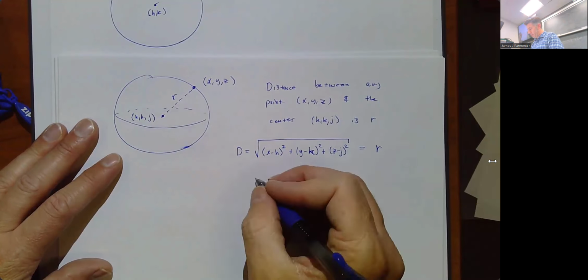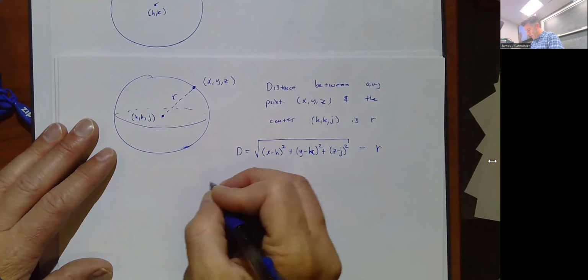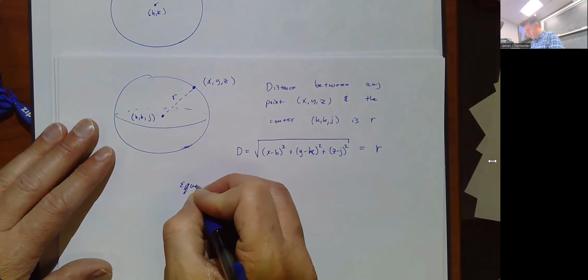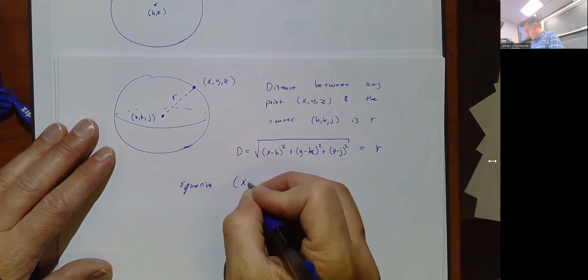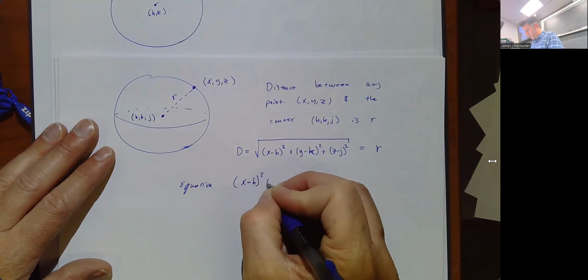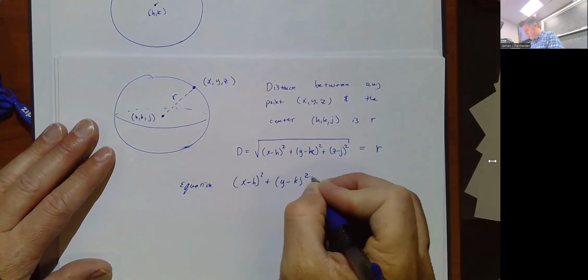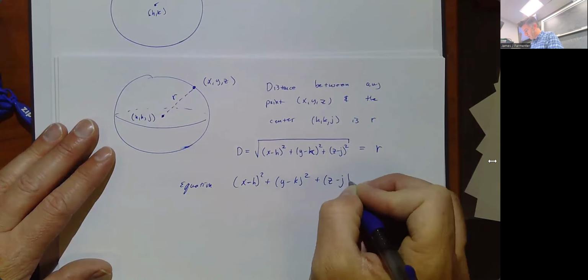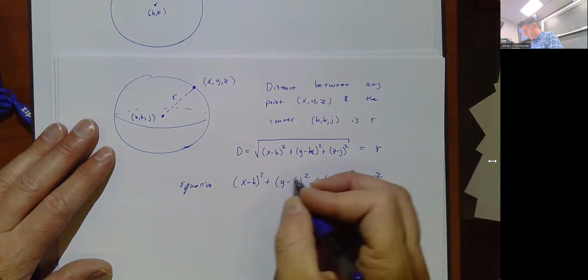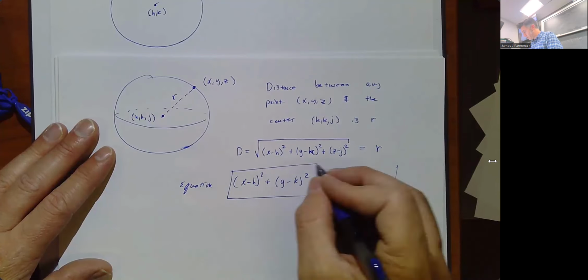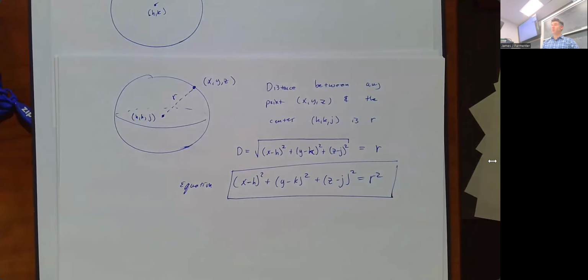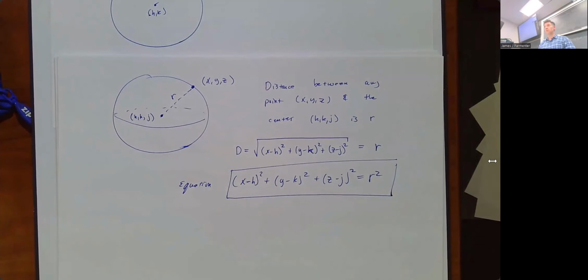And then we square both sides. And we get the equation is (x minus h) squared plus (y minus k) squared plus (z minus j) squared equal to r squared. So that's the equation of a sphere whose center is h, k, j and radius is r. Very similar to the circle equation, just with an extra piece.